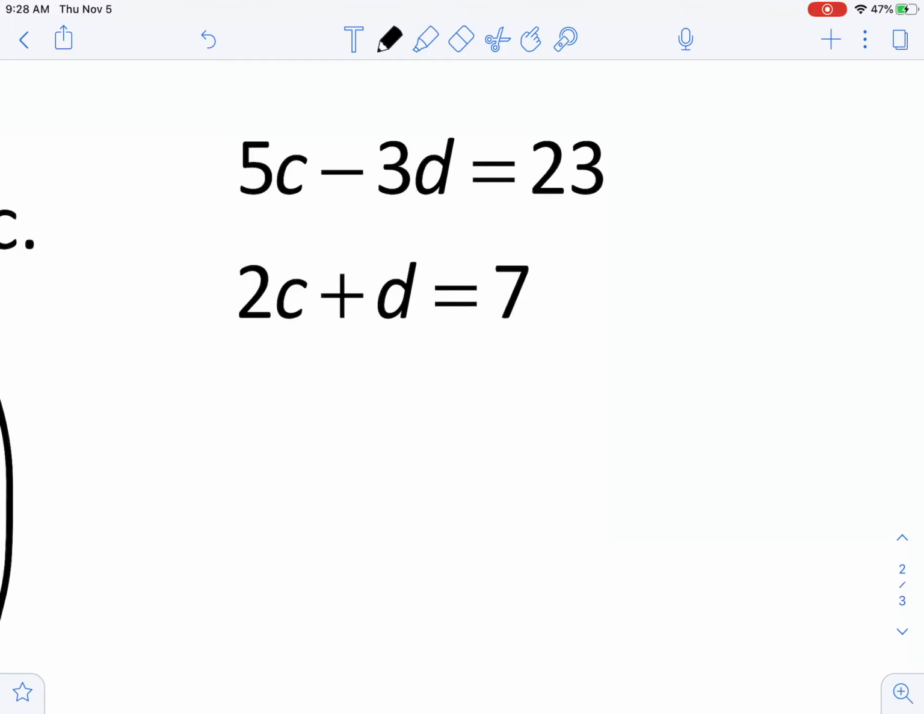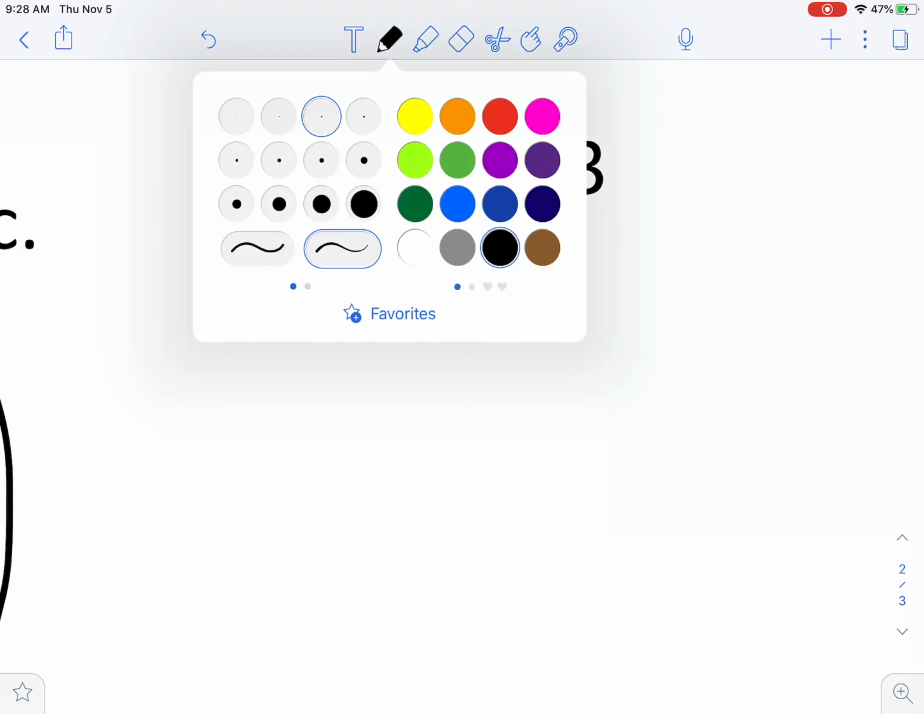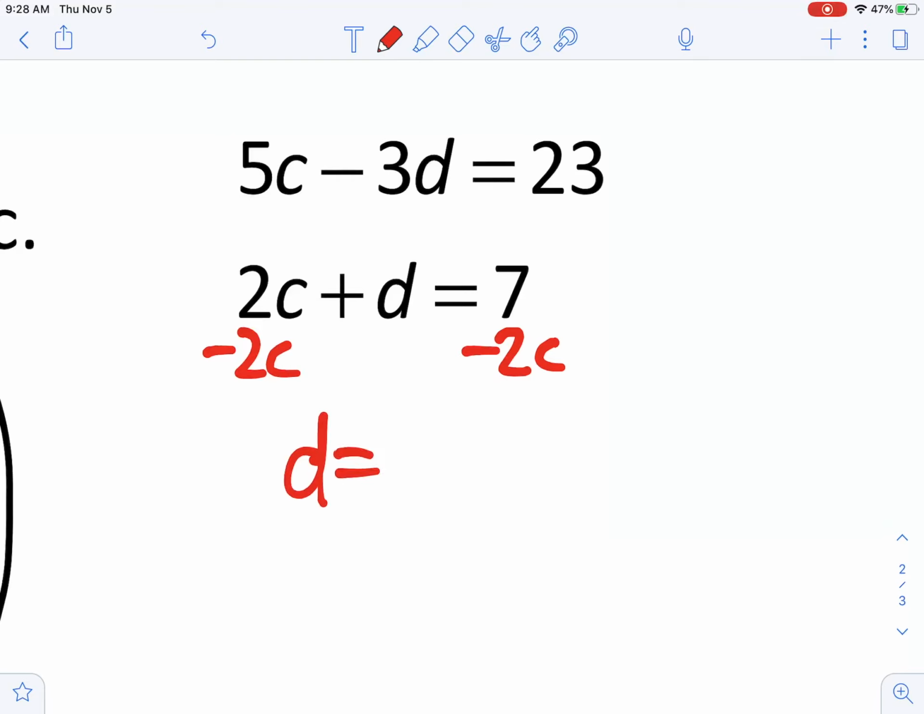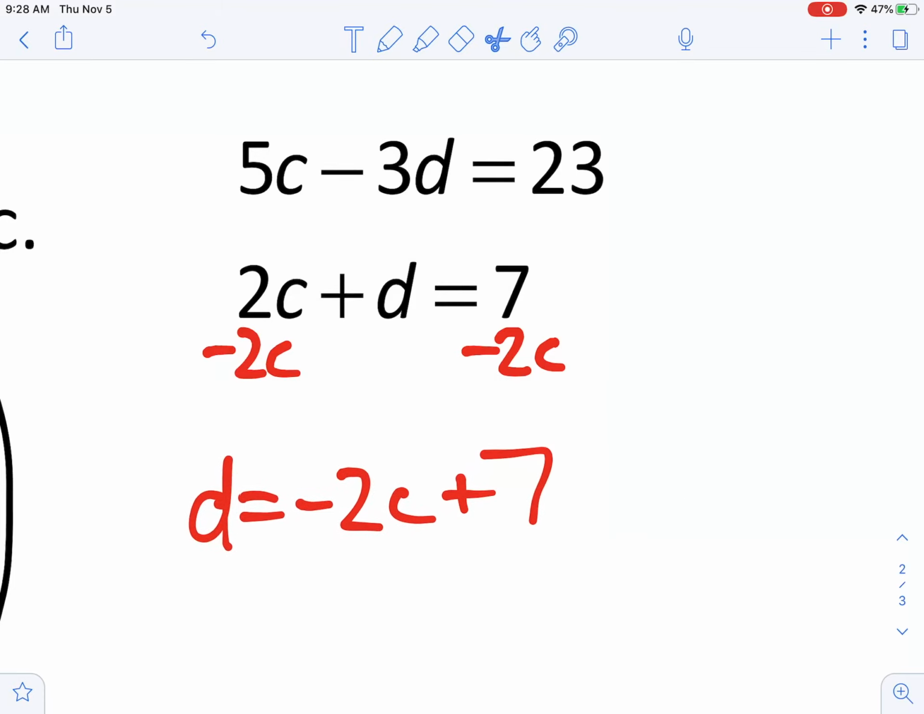Now, I don't want to have to move stuff and divide by 5. I don't want to have to move stuff and divide by negative 3. I don't want to have to move stuff and divide by 2. But if I move this 2c over, then what can I do? Minus 2c, I get d equals, and I'm just going to leave the negative 2c in front just because, I don't know, it doesn't really matter. Remember, those aren't like terms. You get this. So now d is by itself.